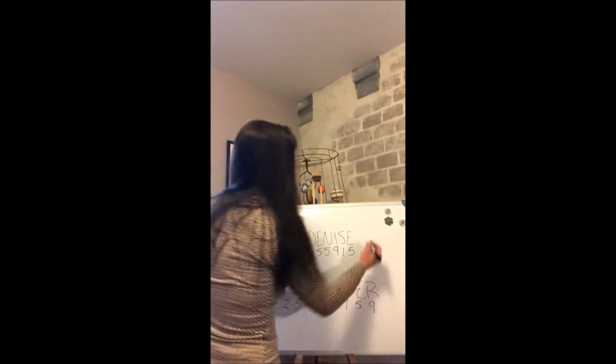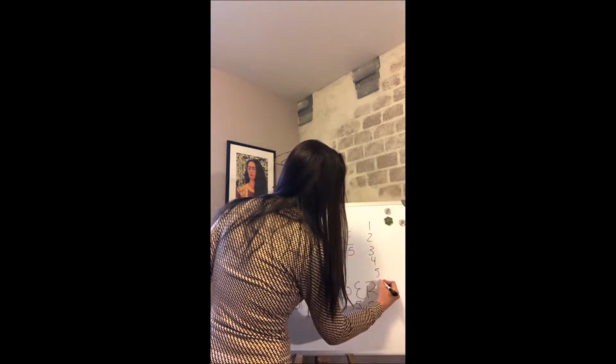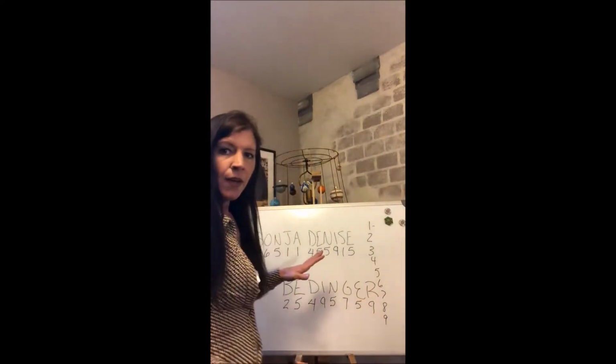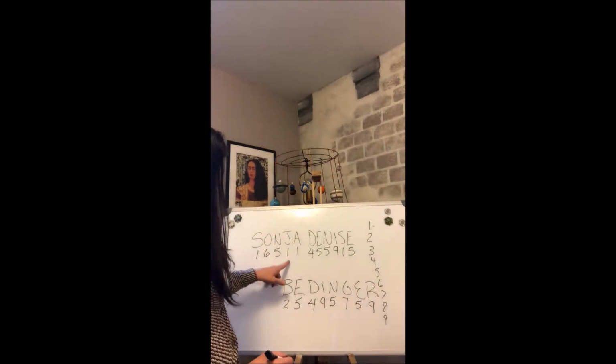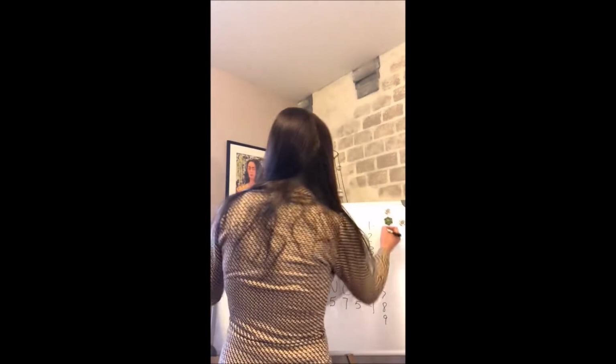Okay, so this is how you're going to start to put together your intensity table. What I want to do is list 1 through 9, and go through and count how many 1s, how many 2s, how many 3s, etc. I have in my name. So we'll go over here: 1, 2, 3, 4, 5, 6, 7, 8, 9. And I'm just going to count. 4 1s.